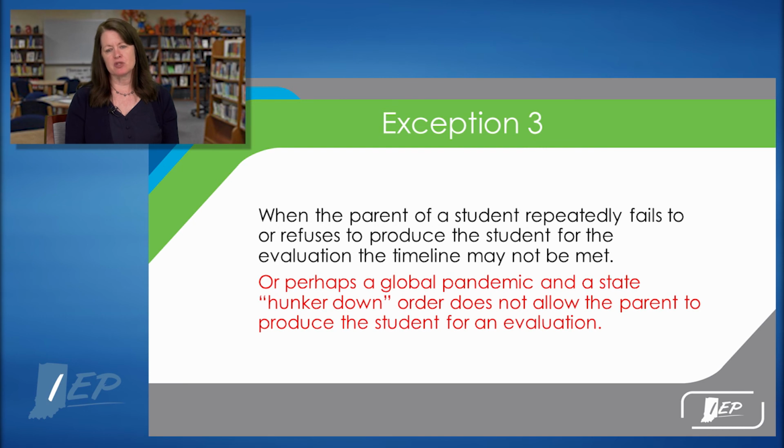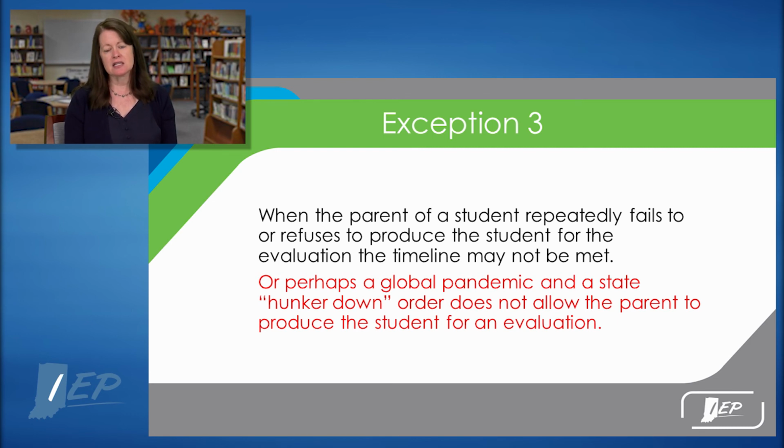The third exception is one that's really applying to a lot of us right now. It says when a parent of a student repeatedly fails to or refuses to produce the student for an evaluation, then the timeline may not be met. Well, right now, it's not necessarily that any parent is refusing, but parents are failing to produce the student because schools are closed and we just don't have access to them.